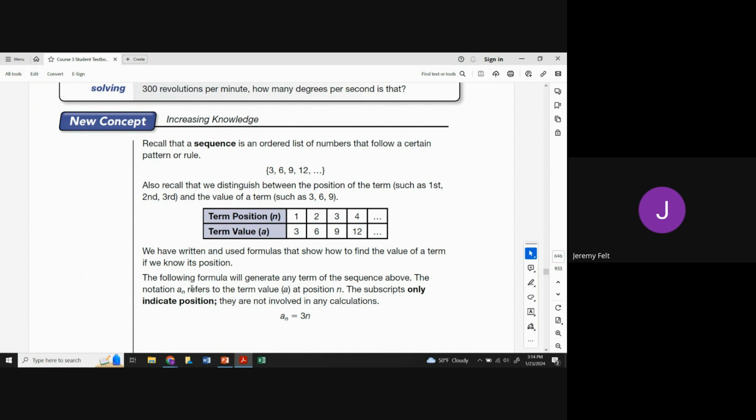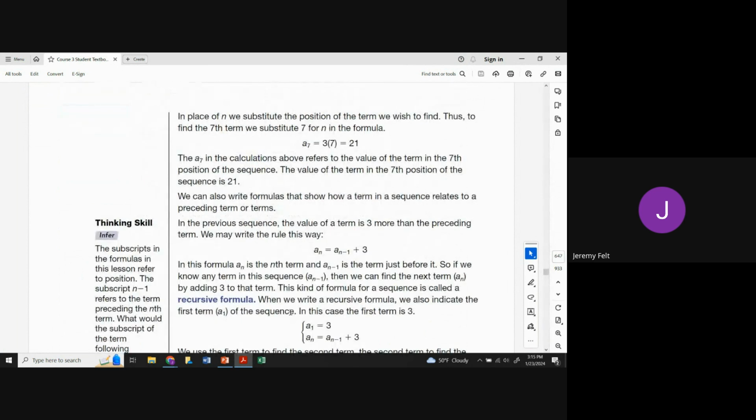The notation a of n refers to the term value a at position n. The subscripts only indicate position; they're not involved in the calculations. So with a of n, if we put in 3 for n, it's not a times 3 or anything like that. It's just indicating the position that we're looking at, and then we can put it in and calculate it. Or if we say a of 7, we put in 7 anywhere there's an n in our rule, and 3 times 7 is 21.